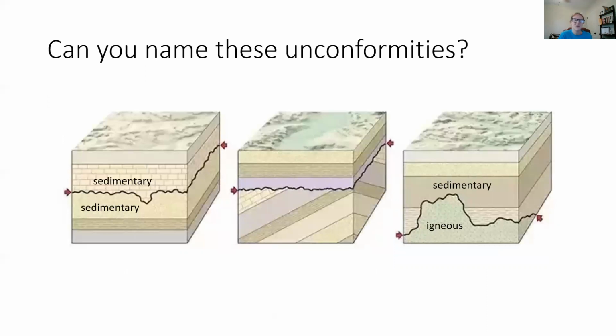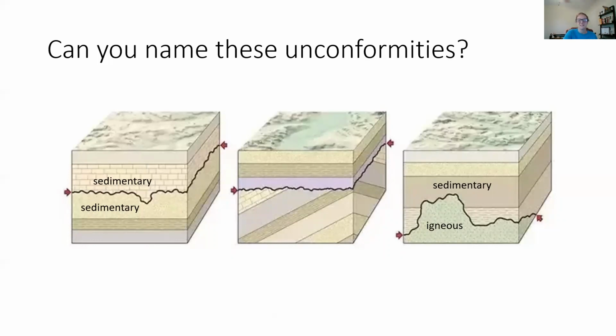All right, so test yourself, see if you can name these unconformities. The first, we have a sedimentary layer on top of another sedimentary layer, but we know there is erosion in between those two. The next one, we have flat sedimentary layers on top of angled sedimentary layers. And then the third one, we have sedimentary layers on top of an igneous rock.